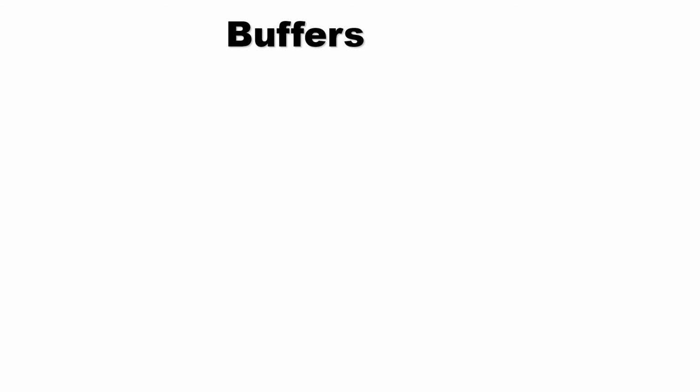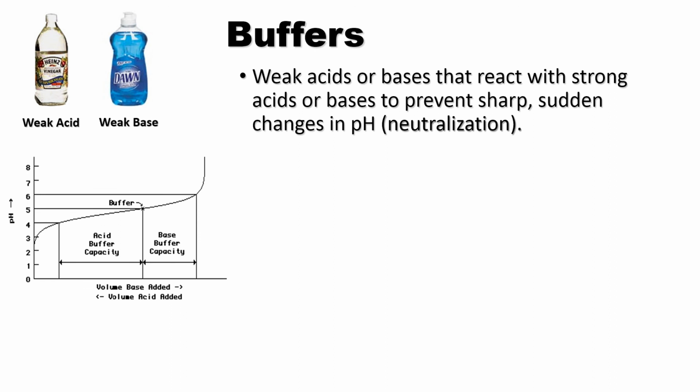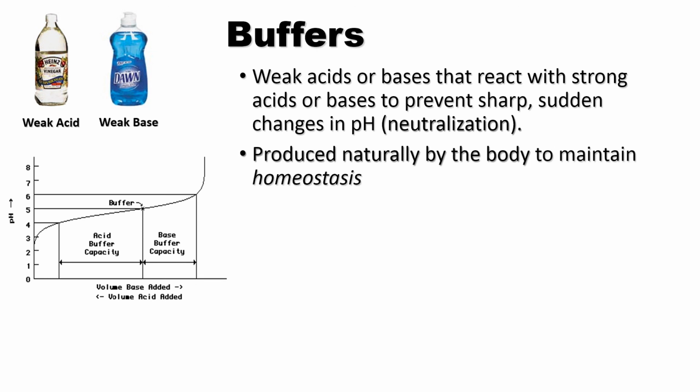Speaking of pH, we should have our last final words here on buffers. All right, buffers are weak acids or bases that react with stronger acids or bases within a certain range to prevent big changes in pH. So they're going to kind of neutralize for a certain range of pHs. They're going to quickly neutralize those strong acids or bases. They typically have a rather narrow range of buffering capacity, but they are very important in maintaining homeostasis.